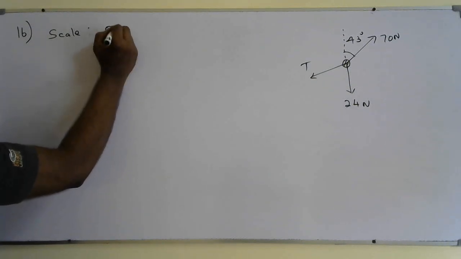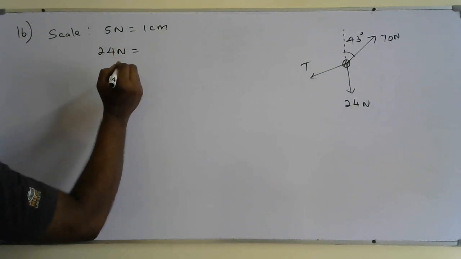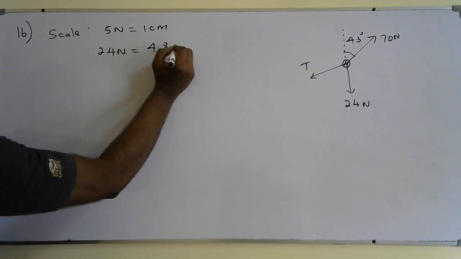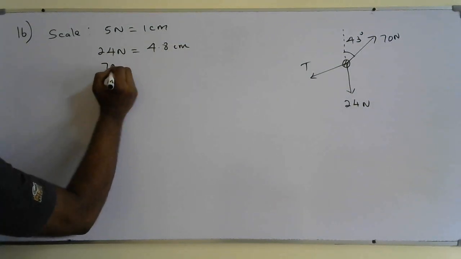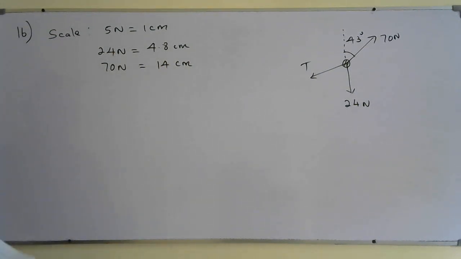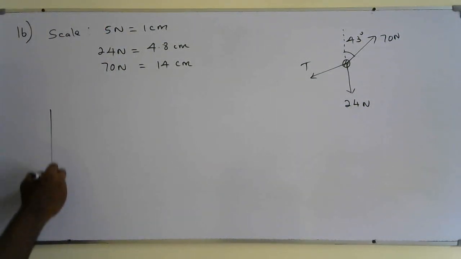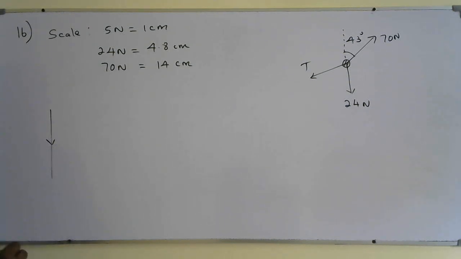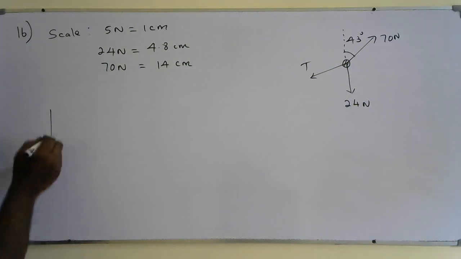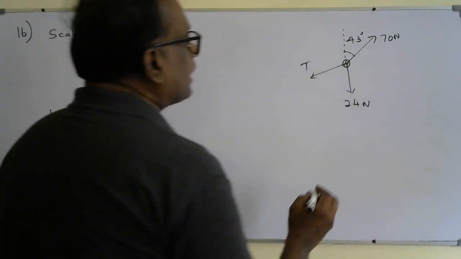5 Newton is equal to 1 centimeter. So 24 Newton will be equal to 4.8 centimeter, and 70 Newton will be equal to 14 centimeter. Okay, so we can draw first the vertical line, easy to draw. So you can measure and draw a vertical line by using a ruler which indicates 24 Newton. You should draw a 4.8 centimeter length. Right. Then from there you should continue the 14 centimeter line.